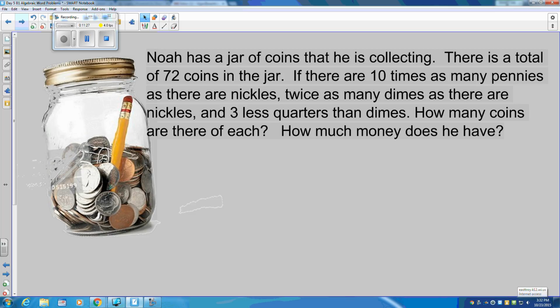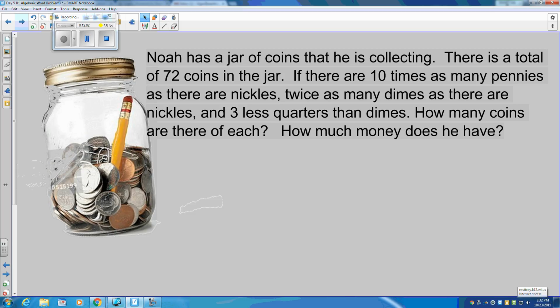There are 10 times as many pennies as there are nickels, twice as many dimes as there are nickels, and 3 less quarters than the dimes. How many coins are there of each type? And if you get that and you want to do a bonus question, how much money would that be? But let's really worry about how many there would be of each type. So what I'd like you to do is to pause the video at this point and see if you can set up this problem. And if you're confused, then just wait patiently till we go through it. But see if you can get as much, if nothing else, see if you can define your terms.